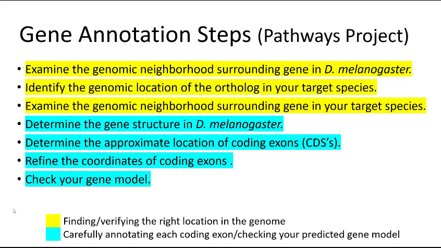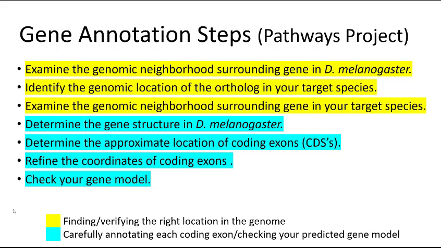So the first 3 steps, which will be done for you, are to actually locate the place in the genome where our gene of interest lies in our target species. The steps that we go through to do this will be first to examine the neighborhood of genes around that particular gene in our reference species, Drosophila melanogaster. The second step is to locate the genomic region of the target species where that particular sequence lies, and then to examine the genomic neighborhood around that particular gene in our target species.